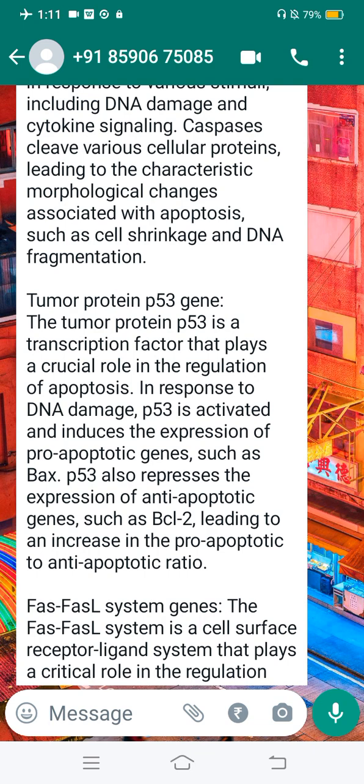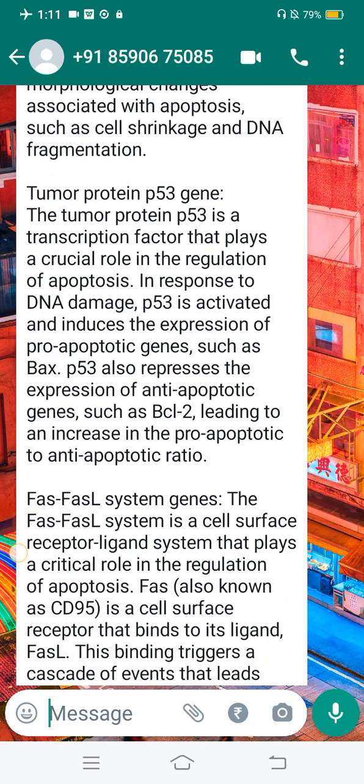So there will be an increase in the pro-apoptotic to anti-apoptotic BCL2 proportion because of this tumor protein P53 gene. So that will lead to apoptosis. This is happening because DNA is damaged. So definitely the cell has to undergo apoptosis.